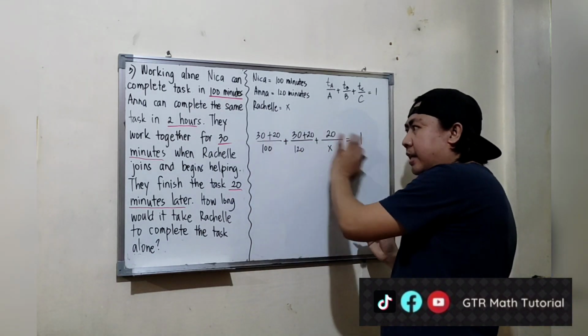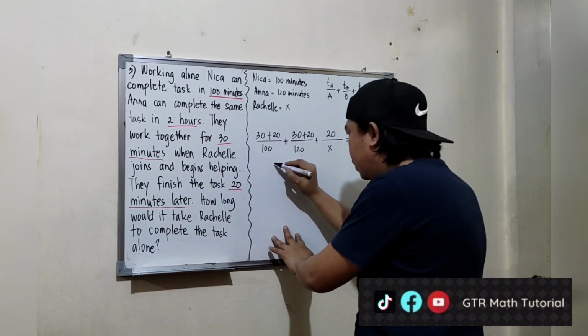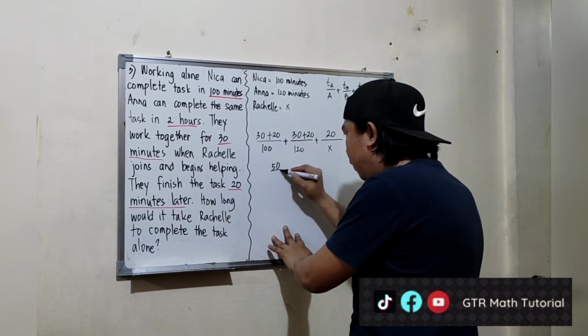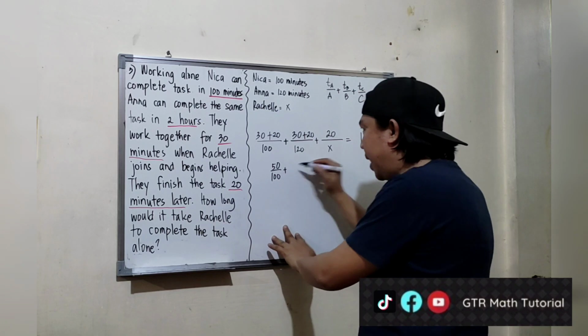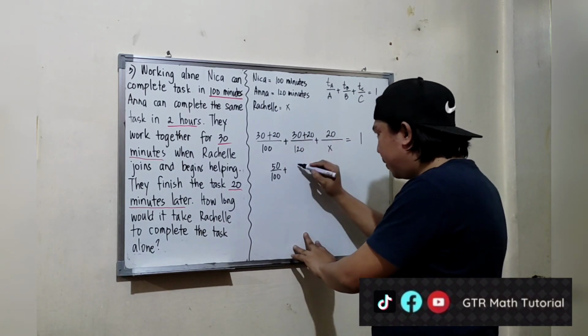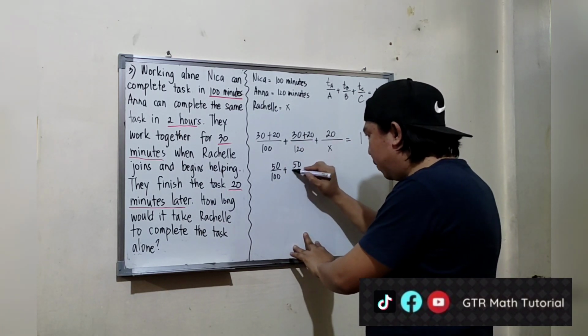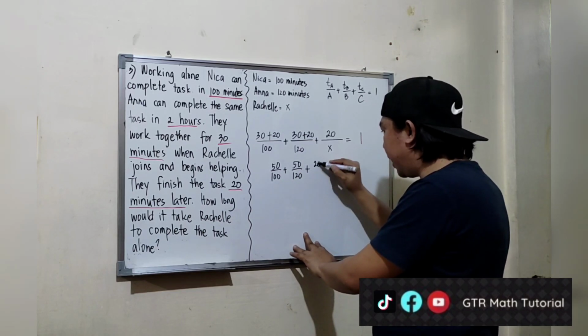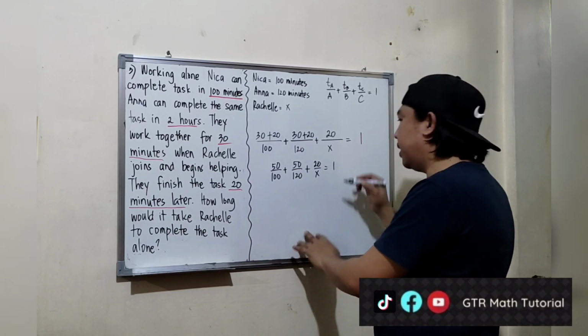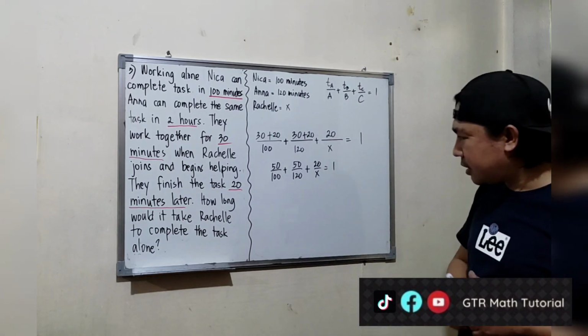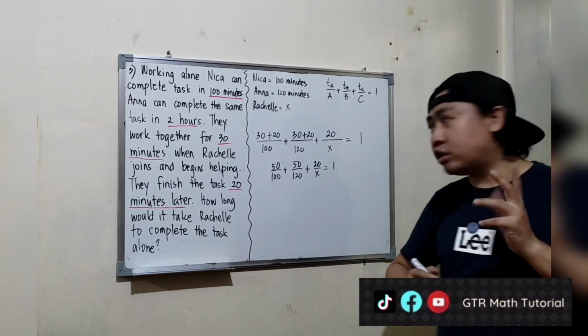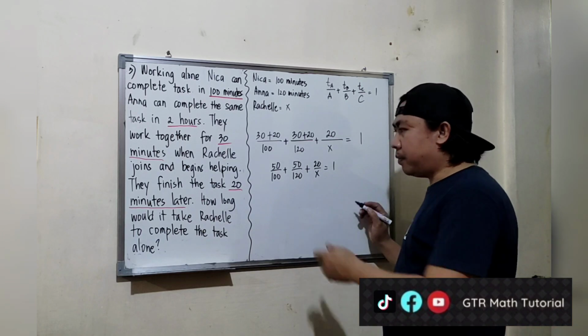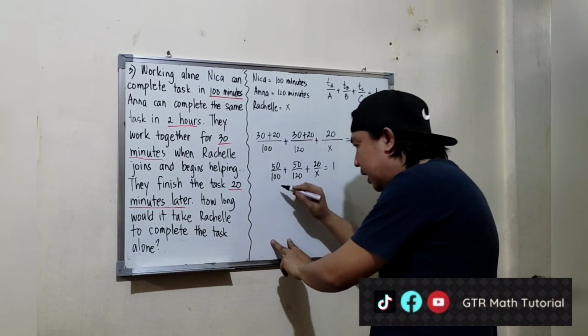So, simplify muna natin. I-add muna natin yan. So, we have 50 over 100 plus 30 plus 20, so we have 50 over 120 plus 20 over X equals 1. So, parang pwede pang ma-simplify ito, no? Para mas madali, i-reduce natin sa lowest term. 50 over 100, that is equal to 1 half.